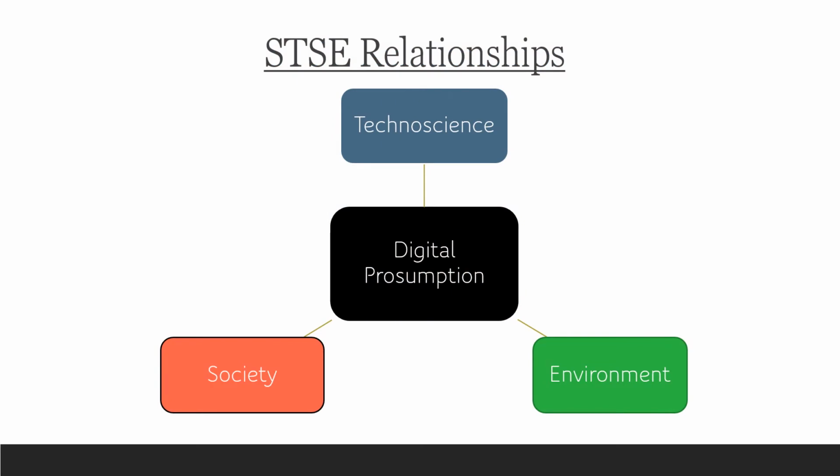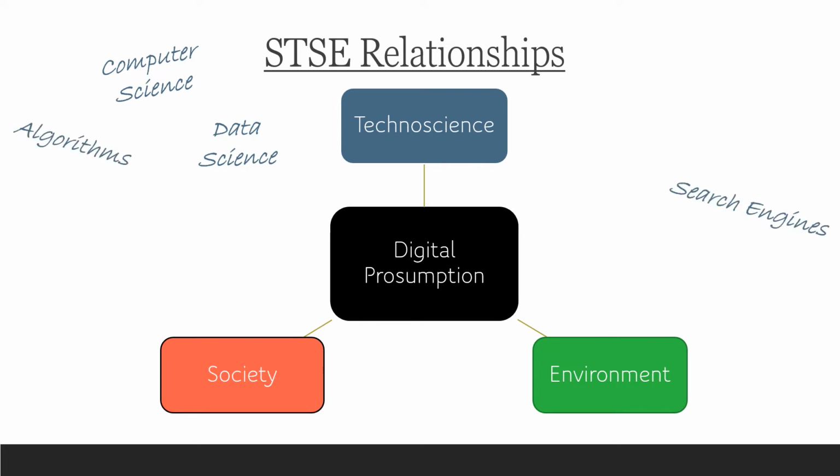To better understand problems associated with digital prosumption and to be able to find effective ways to address them, it's important to understand that prosumption-related issues are a result of complex relationships between fields of science and technology and society and the environment. For example, the technoscience of digital prosumption involves computer science and data science and understanding how algorithms and search engines work. It also involves programming and hardware devices like the data storage unit.